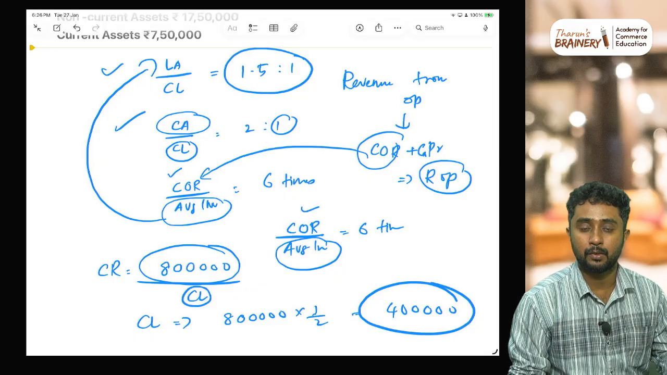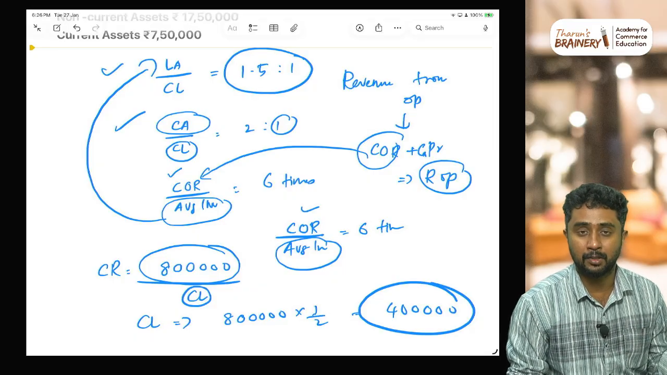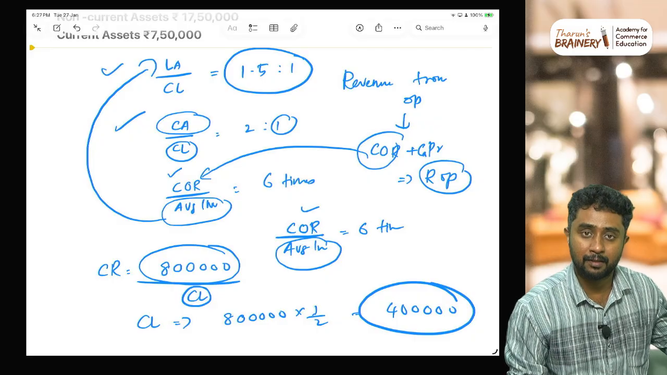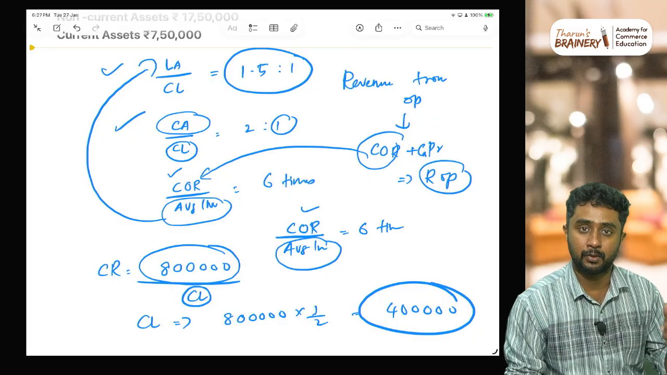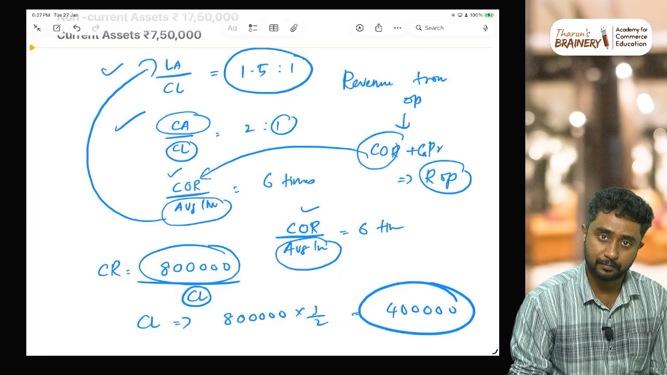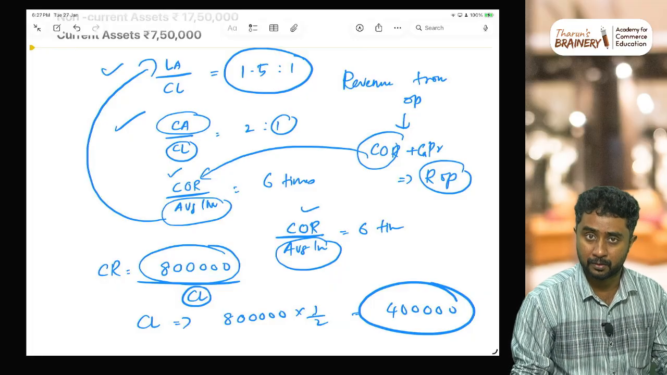Inventory is connected to which ratios? Current ratio and quick ratio. So once we solve those, we will get the inventory, because the difference between current ratio and quick ratio will mostly be inventory only. So that is why we solve those two ratios first.